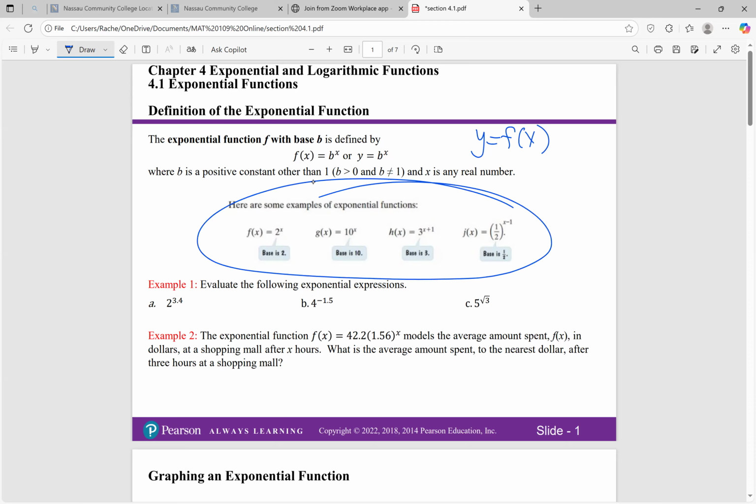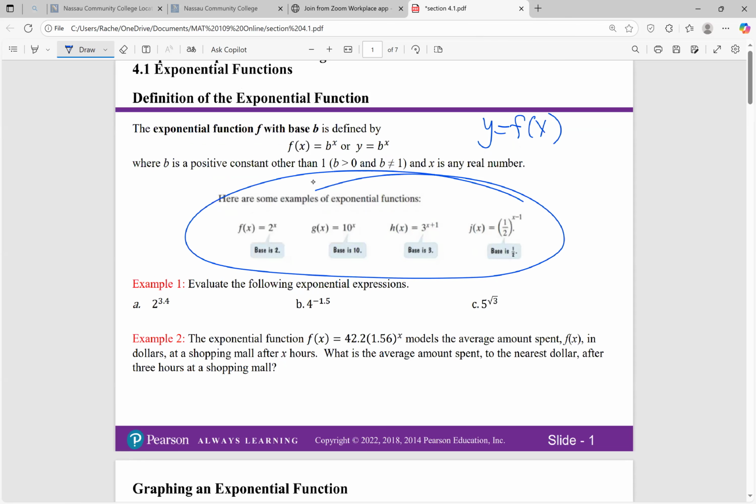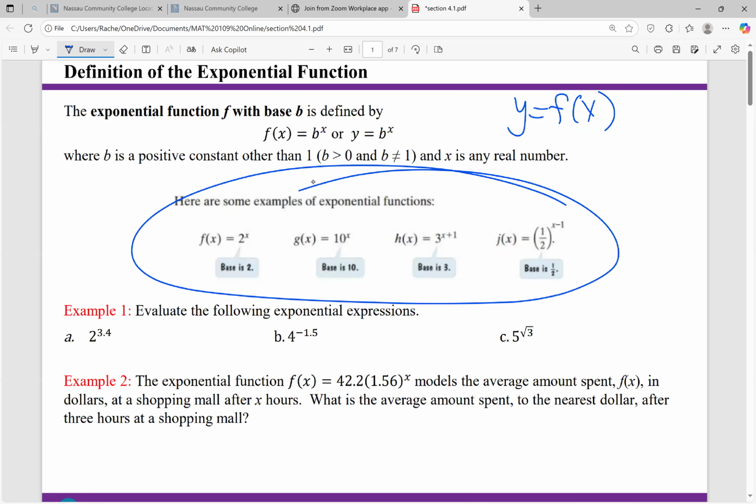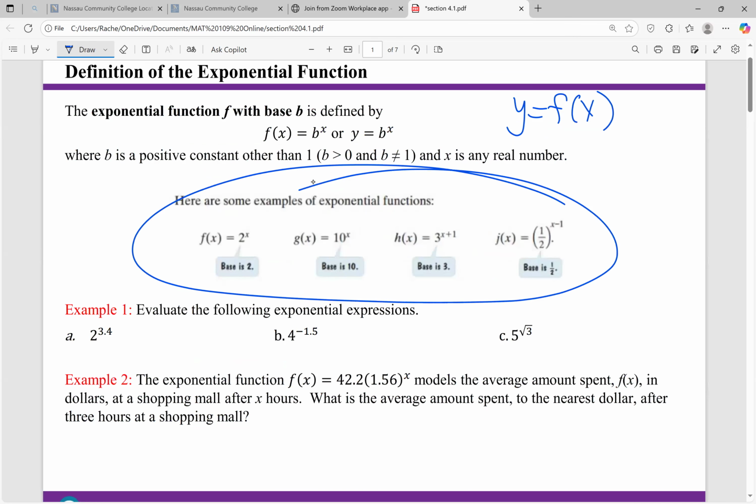So here are some examples of exponential functions. f of x equals 2 to the x is an exponential function with base 2. g of x equals 10 to the x is an exponential function with base 10. h of x equals 3 to the x plus 1 is exponential with base 3. And j of x equal to 1/2 raised to the x minus 1 is also an example of an exponential function, and its base is a half.